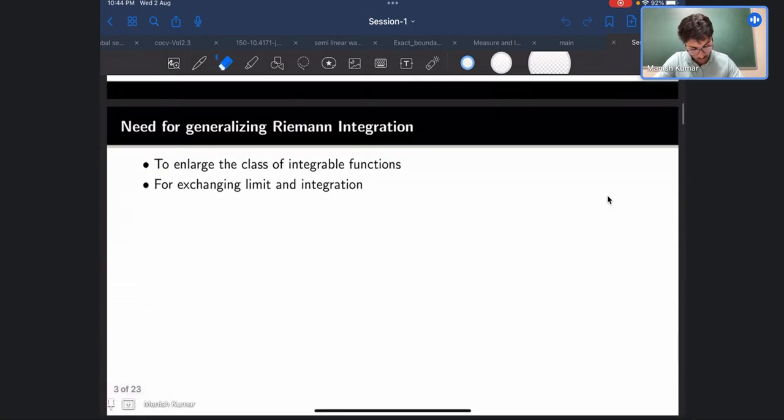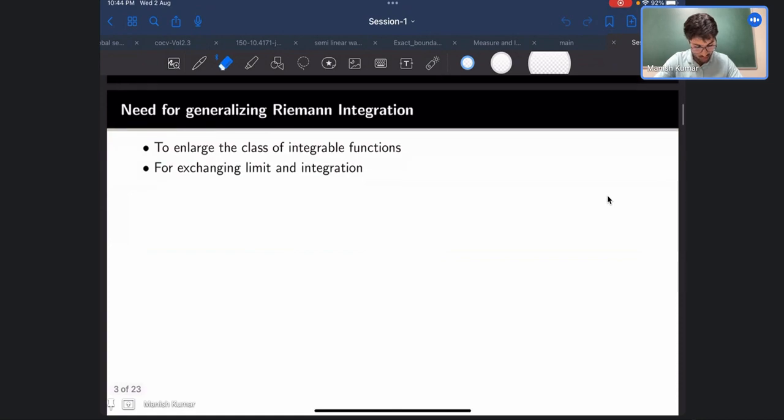Okay, so you already actually saw in your lectures that we want to generalize the notion of Riemann integration. That is the purpose of this whole course, right? This is what we want to do. Now there are two reasons why we need to generalize this concept of Riemann integration. The first one is to enlarge the class of integrable functions.